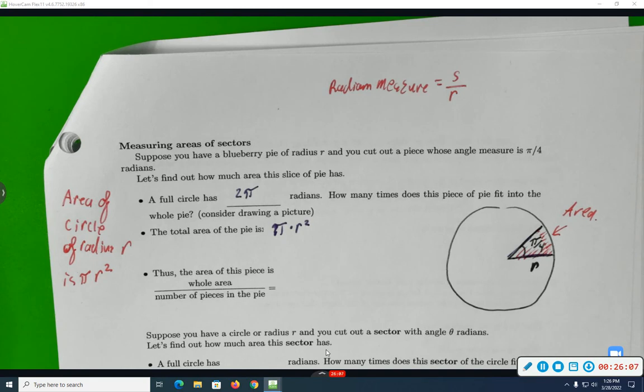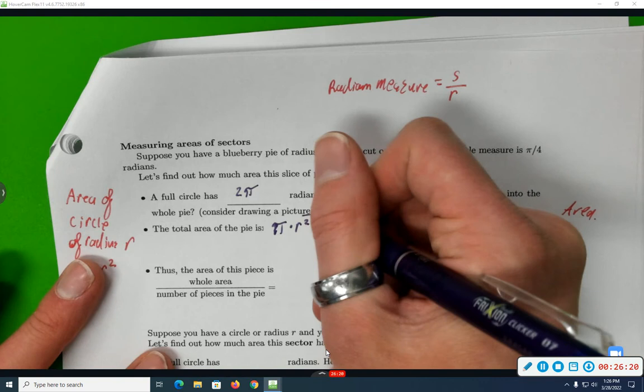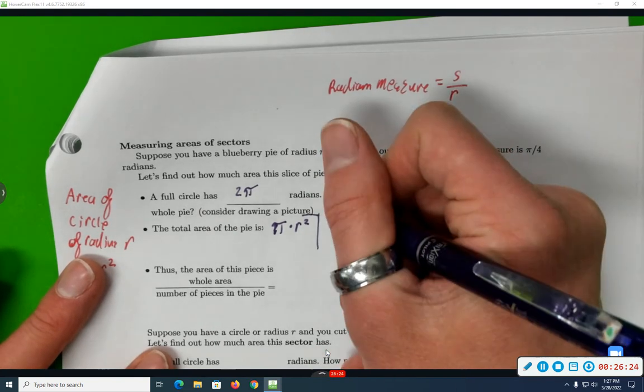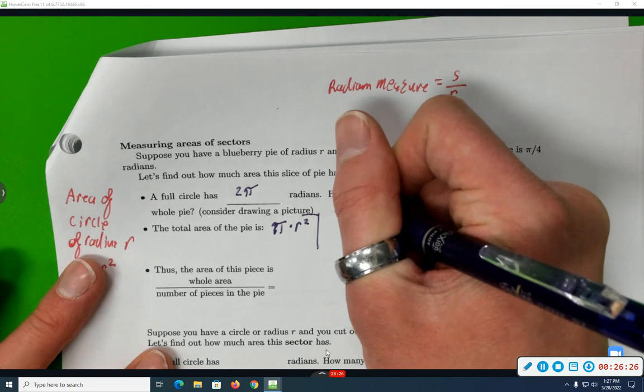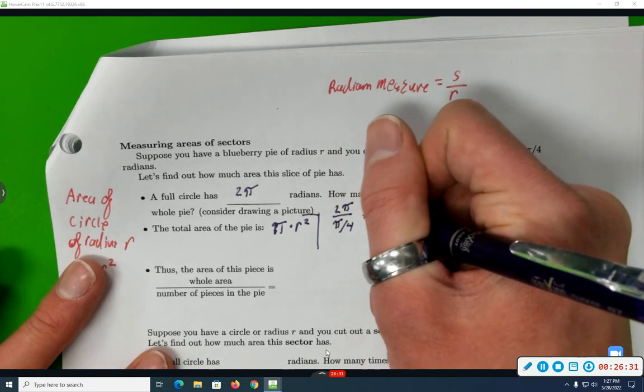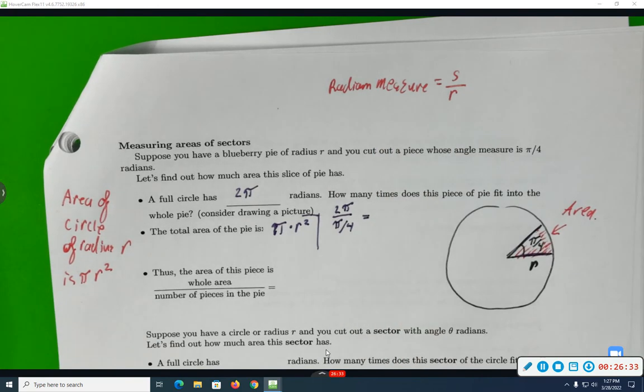I guess that's a division problem. On the other hand, maybe you can just eyeball it and say, well, it looks like 8. But I want to do it in more generality next time, so I want to write down the division. How many times does this piece of the pie fit into the whole pie? Well, that's the same as 2 pi divided by pi over 4. When you do that division, what do you wind up with?